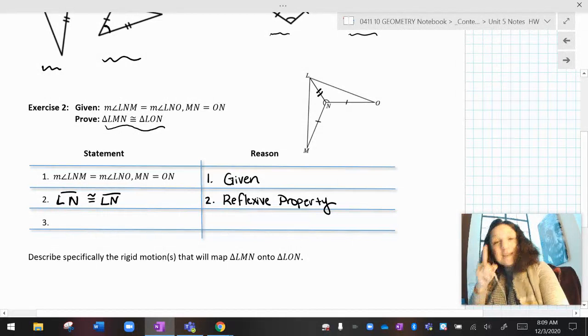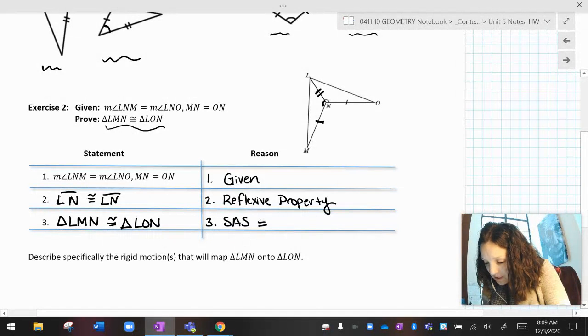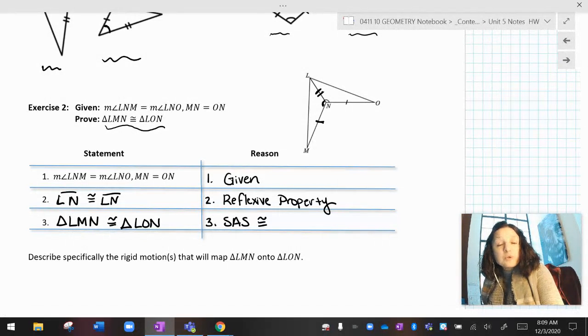And then I'm going to say now I have a side, an angle, and a side. So now I know that triangle LMN is congruent to triangle LON by SAS congruence. Okay. That's how SAS works. You can prove triangles congruent if you can find side, angle, side.